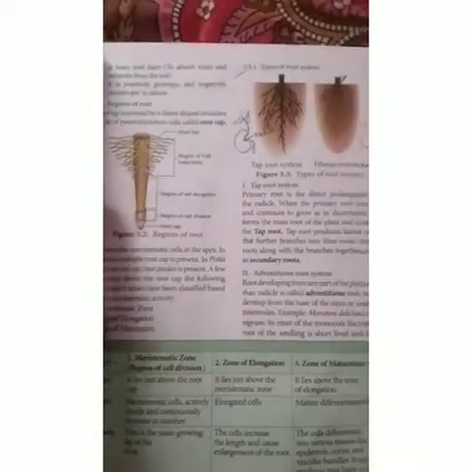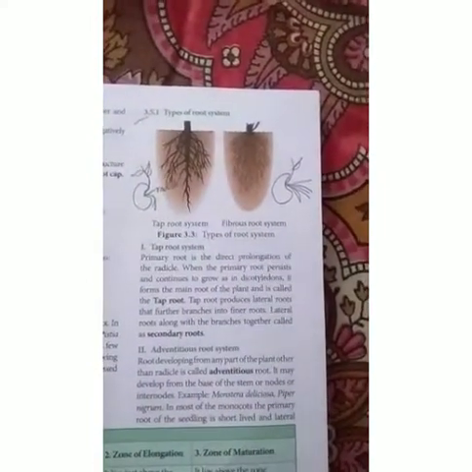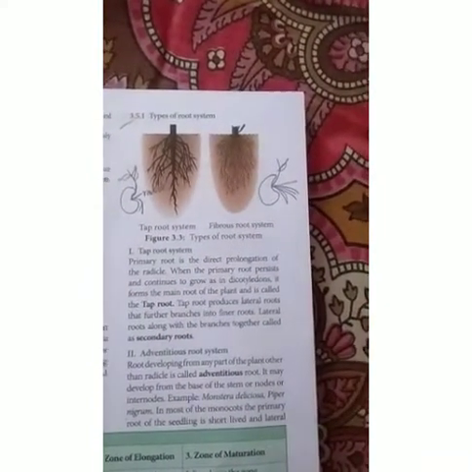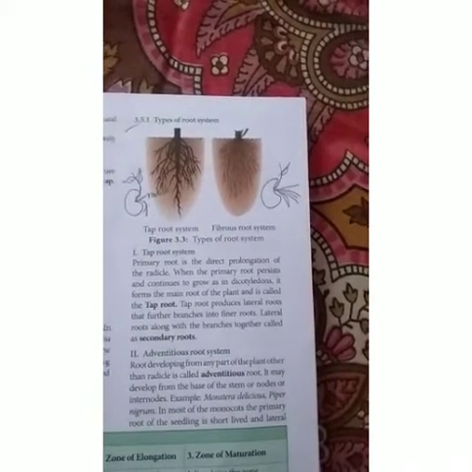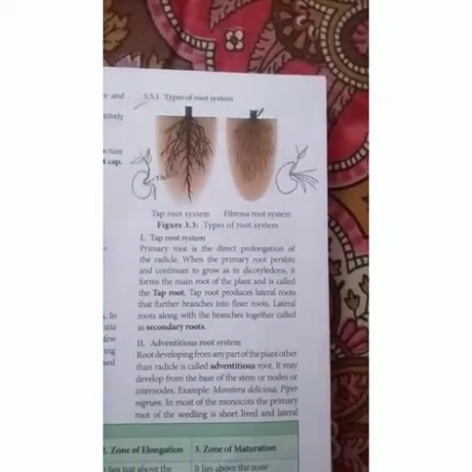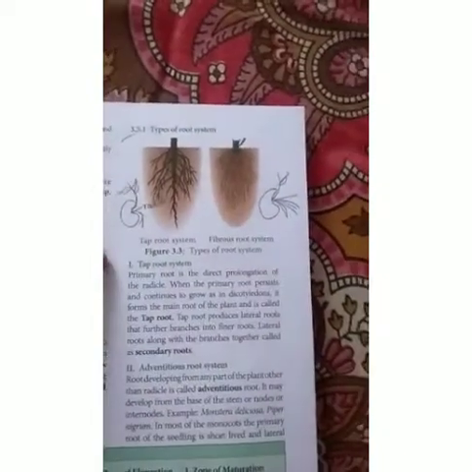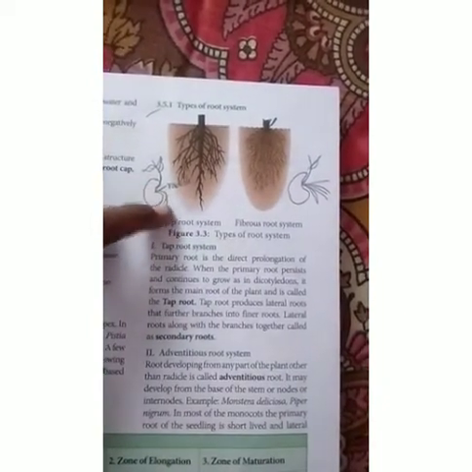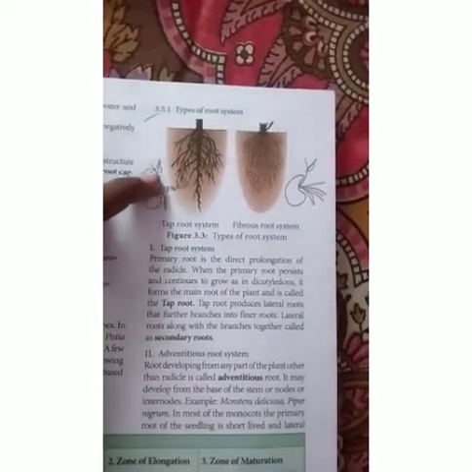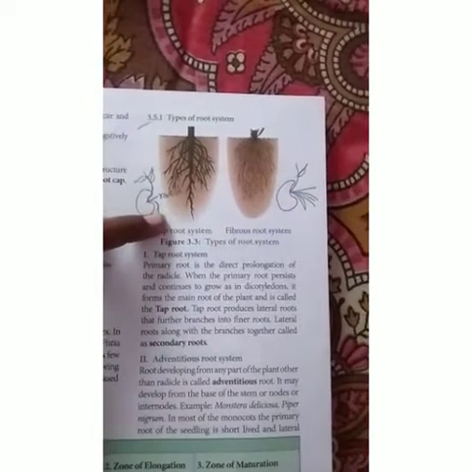Next we go to the types of roots. In lower classes itself we learned the types of root systems: taproot system, fibrous root system, and another one called the adventitious root system. So what is the difference between taproot and fibrous root? When we look at the embryo, which part grows as the root? The radicle. The plumule develops as the stem, the shoot; the radicle develops as the root.